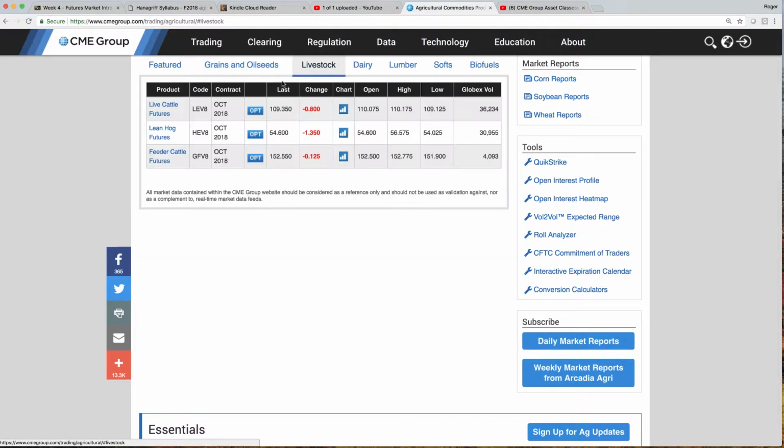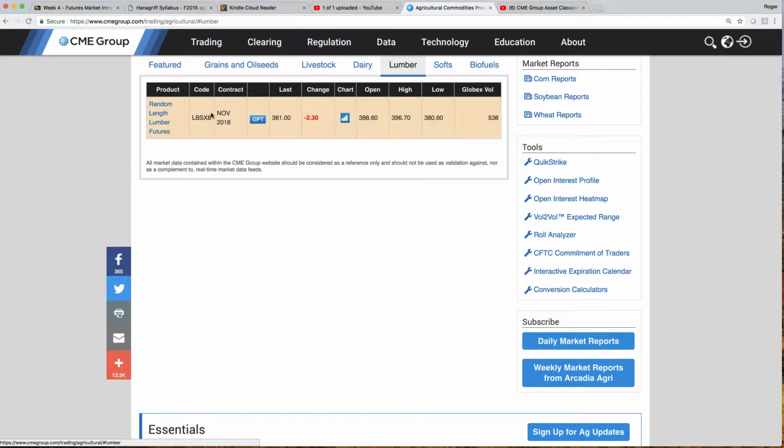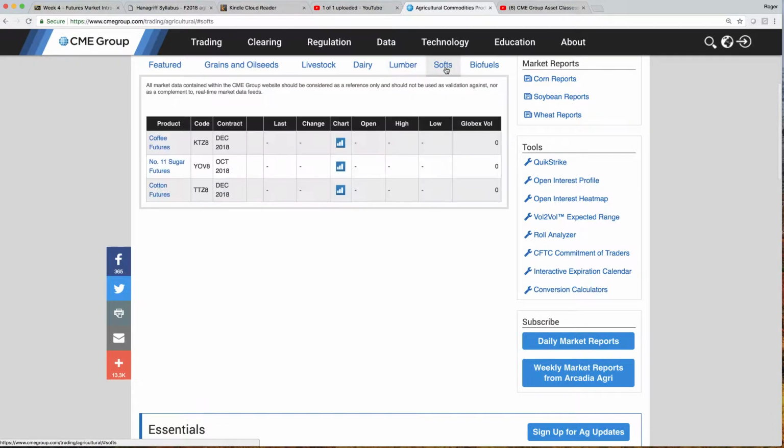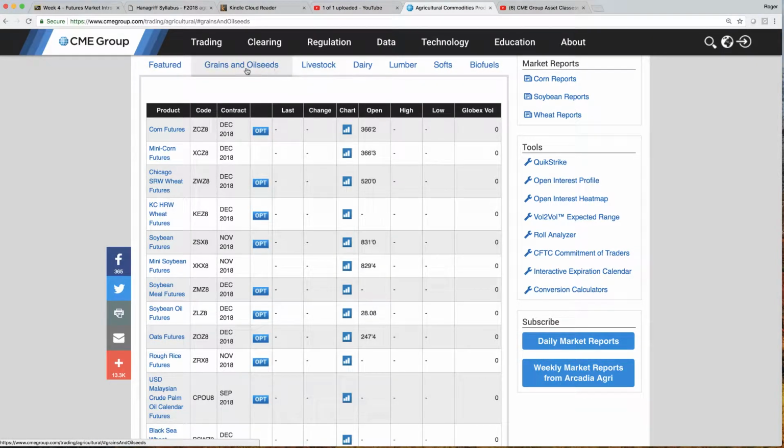If you click livestock, you can see live cattle, hogs, feeder cattle. If you click dairy, you're going to see milk sold in different ways, butter as well as cheese. So lumber is going to represent, again, those commodities of products. The coffee and sugar are listed here as softs, and then biofuels are the different fuel categories. Now the main ones are grain and oilseed and livestock. So let's look at grains and oilseeds, and you can have these corn futures, which again is common.